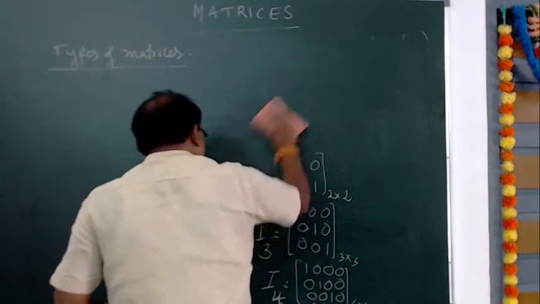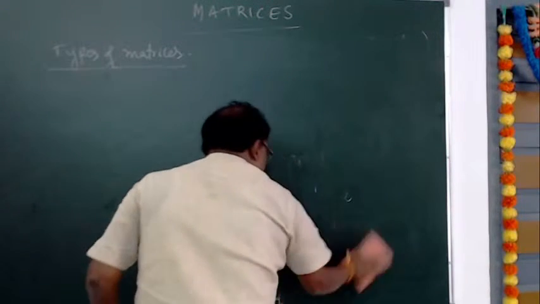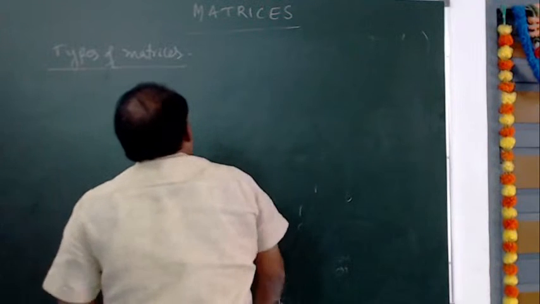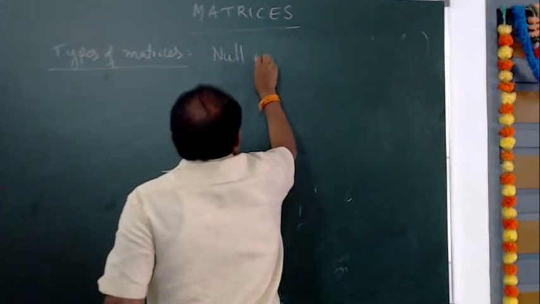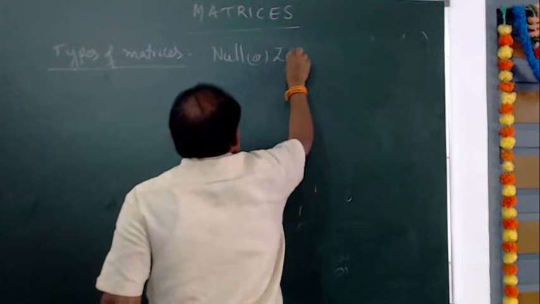And the next one is the zero matrix, or null matrix.